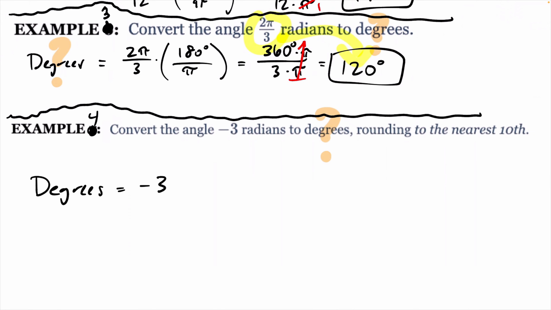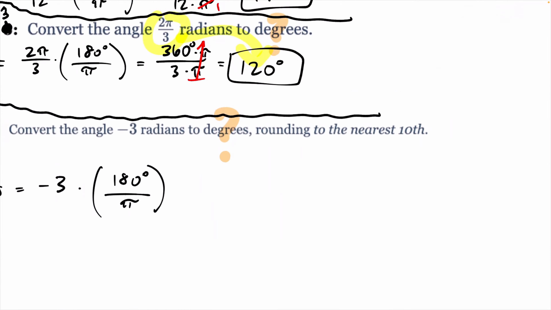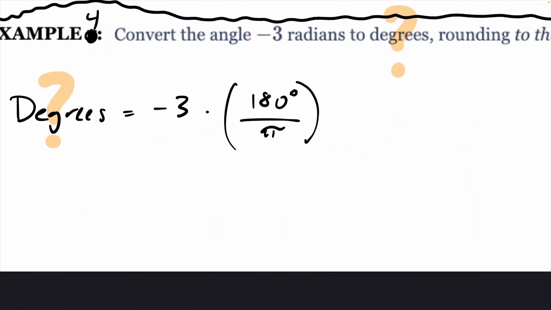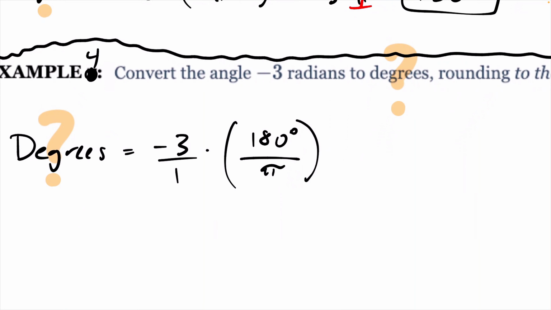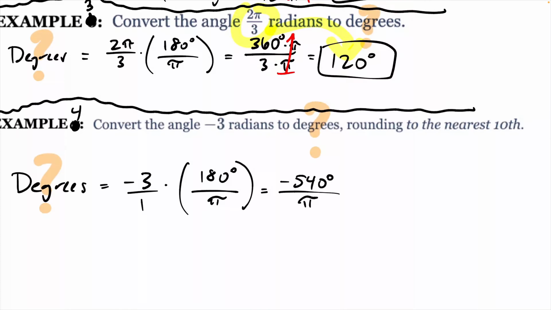equals -3 times 180 over pi. Because they said -3 radians. All right. Okay, so -3, we need to make a fraction because we didn't have a fraction before. Multiply straight across. What is -3 times 180? -540 degrees over 1 pi, right? Which is just pi. This one says round. This one is the only one that has said round. So we got it. That means decimal.